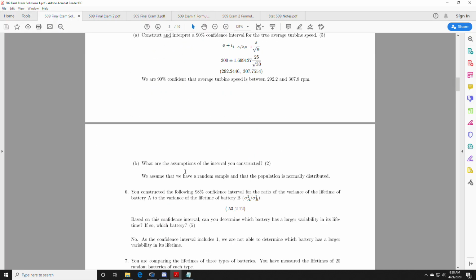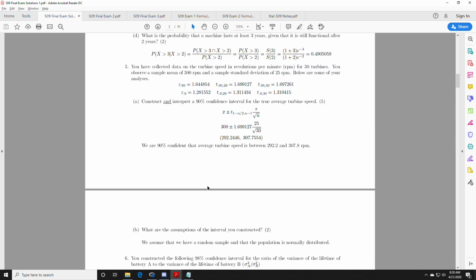What are the assumptions of the confidence interval? We assume that we have a random sample and the population is normally distributed. It didn't ask us to answer a question. Normally I ask you to answer questions.